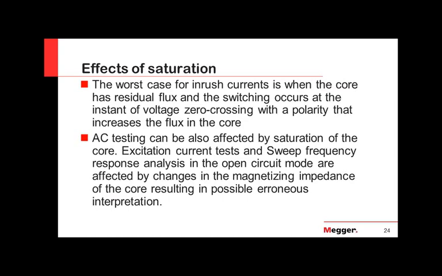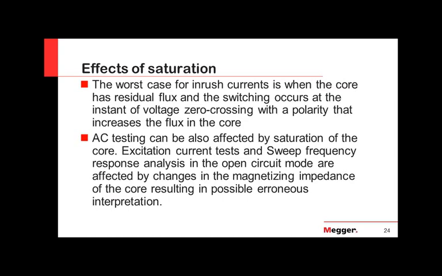And normally during operation, switching transformers on and off on a normal day is part of the process, and for many people it goes without any problem. But it may happen that you face this kind of condition when you're switching at the voltage zero crossing with a polarity that increases the flux in the core, and that will create a very high inrush current. And most of the time, it may trip your protection system.